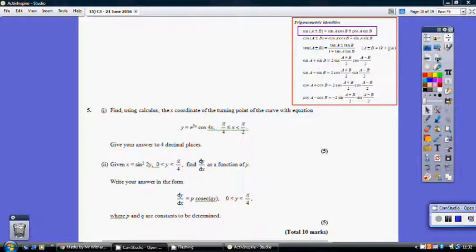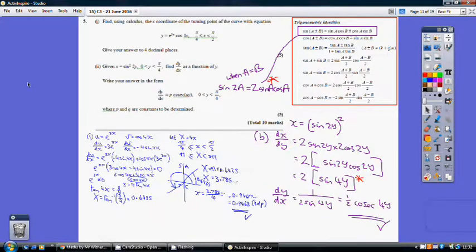Question 5. So for part A, we need to differentiate this using the product rule. So u is e to the 3x, v is cos 4x. So obviously differentiated, that gives us du/dx being 3e to the 3x and dv/dx being minus 4 sin 4x. So dy/dx is u dv/dx plus v du/dx, which is this. We then factorise, taking out the e to the 3x, we get this.